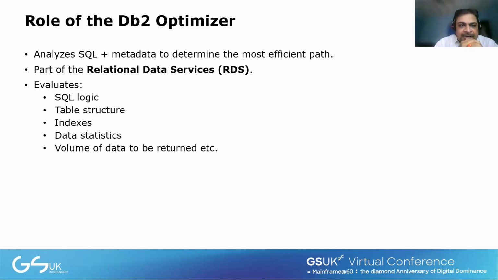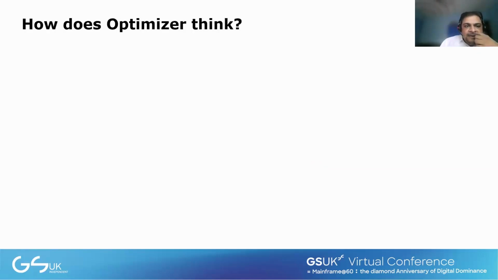It's part of relational data services, RDS. It evaluates the logic, the structure, the indexes, the statistics, the RTS, everything. And then based on that, it finalizes. How does the optimizer think? I mean, how does it finalize the access path? What is the best path to fetch the data required?